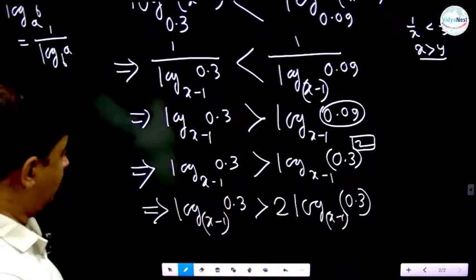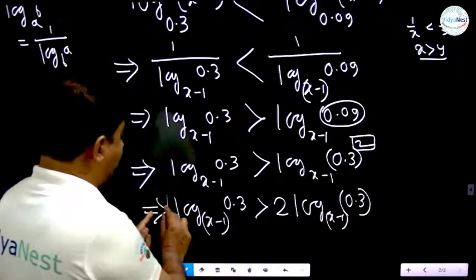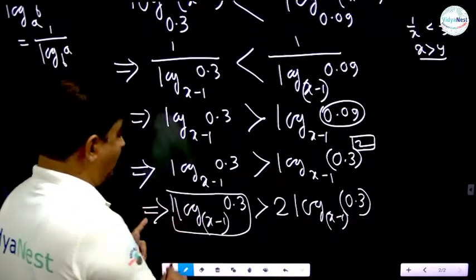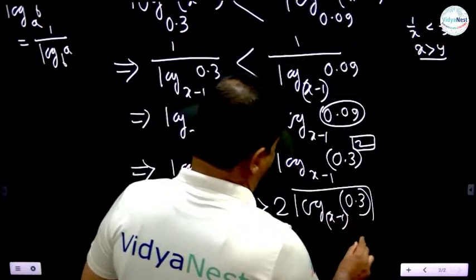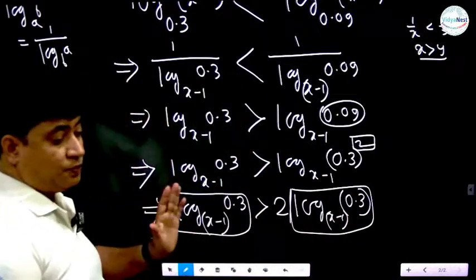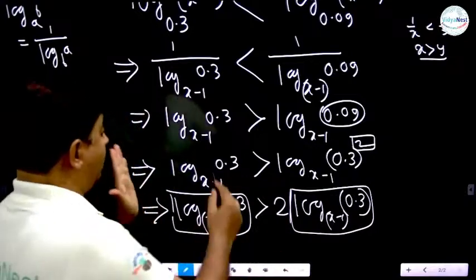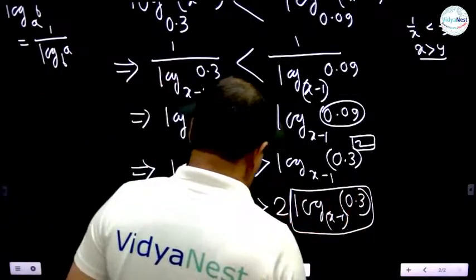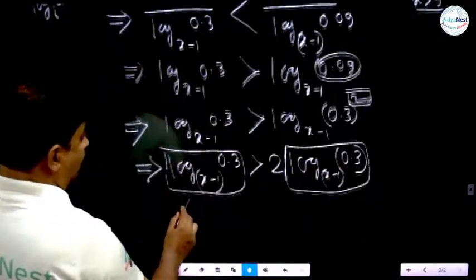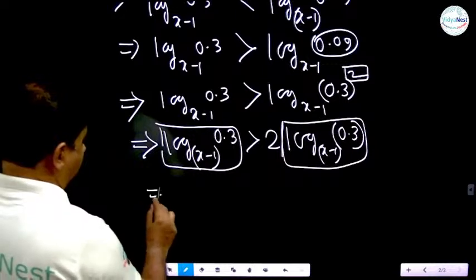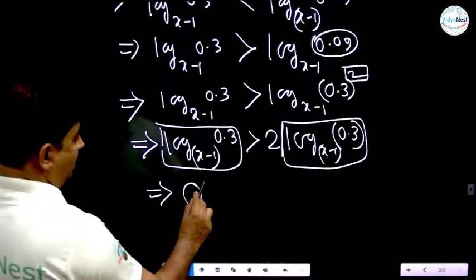Okay, now what I will do with this, see, on both sides we have got the same logarithmic expression. Shall I cut it? No, I will drag this to the right hand side. We can't cut. So what will be left on the left hand side? 0.